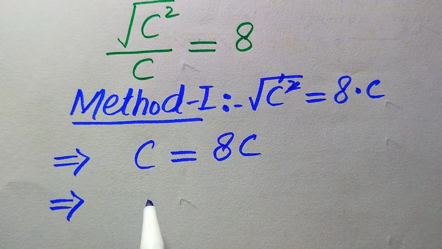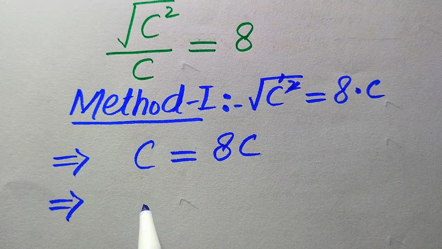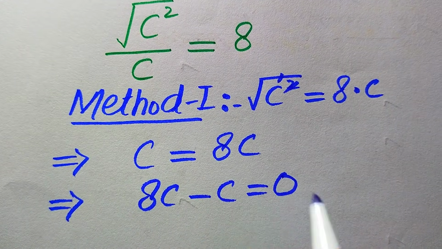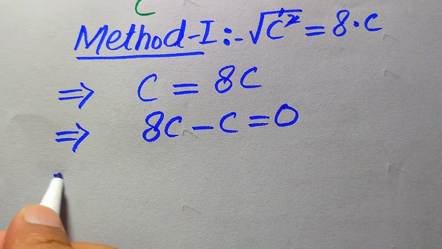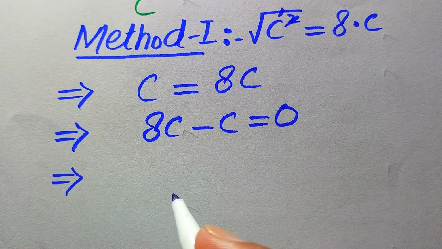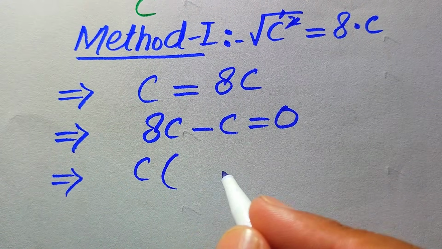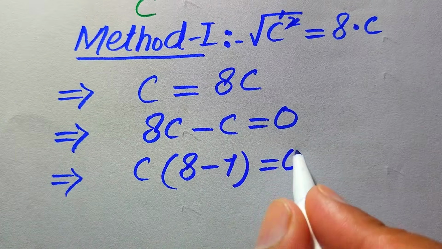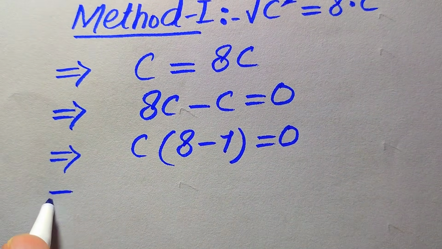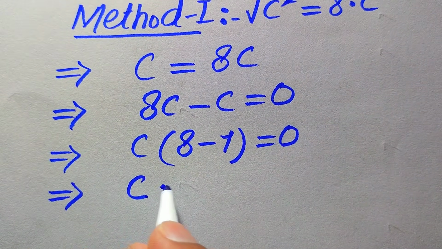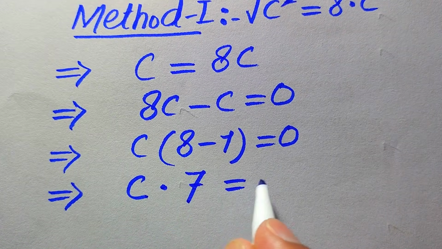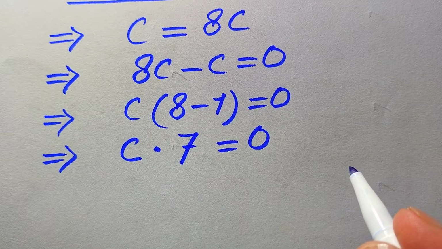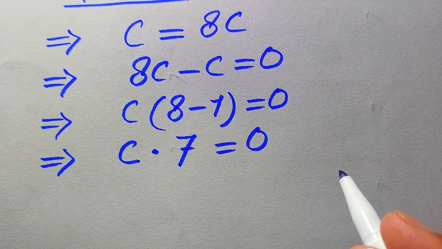And further in the next step, we move the term c from the left hand side to the right hand side, and we get 8c minus c is equal to 0. Further, you see both of these two terms involve c, so we take c common from here and we get the remaining values 8 minus 1, and this whole expression is equal to 0. So we have c times (8 minus 1), which becomes 7, and this whole equation is equal to 0.